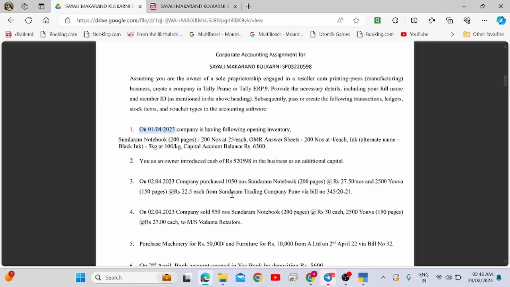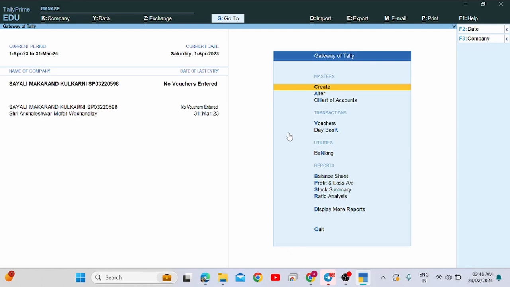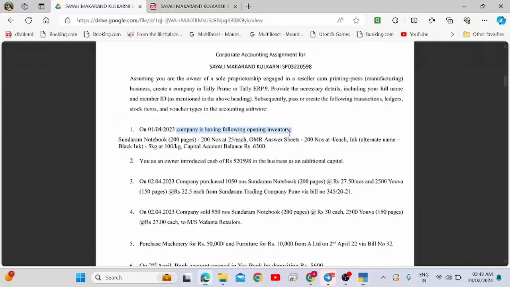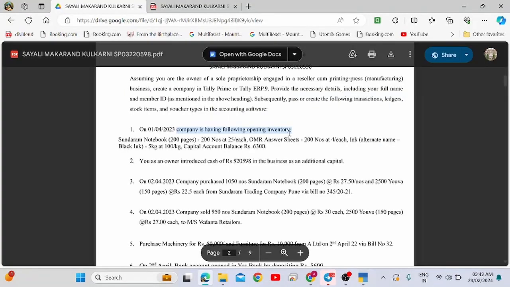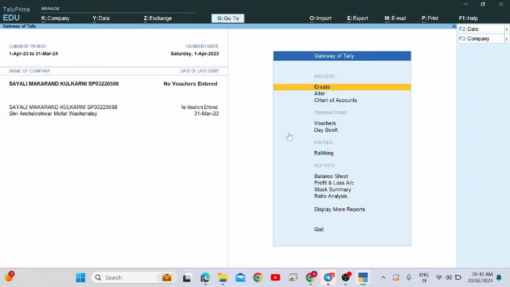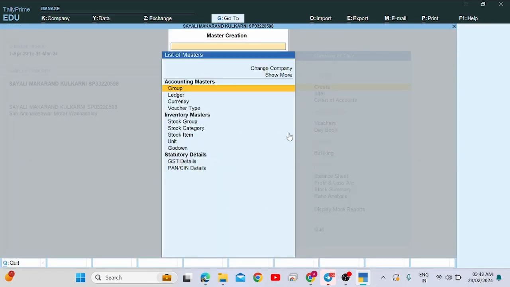The first transaction here on 1423, company is having following opening inventory. Now opening inventory, that means what? Opening stock and ledger balance. Just now we have created the company, therefore you will not find these ledgers and stock items in your Tally, therefore your first duty is to create that in your Tally.